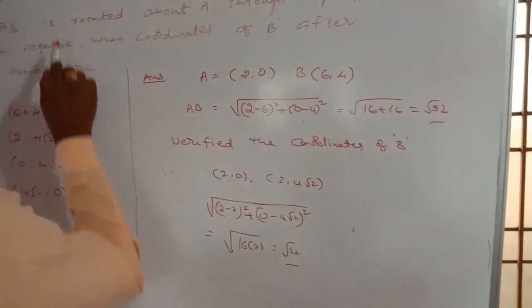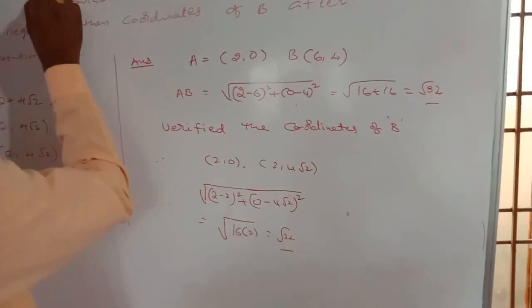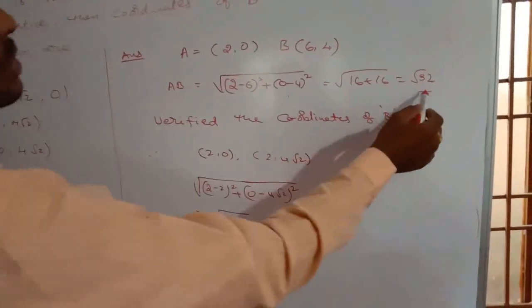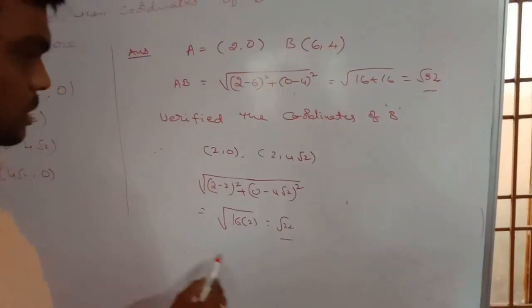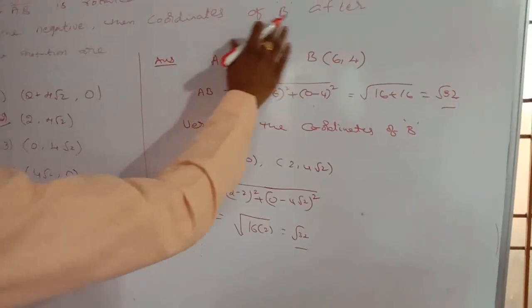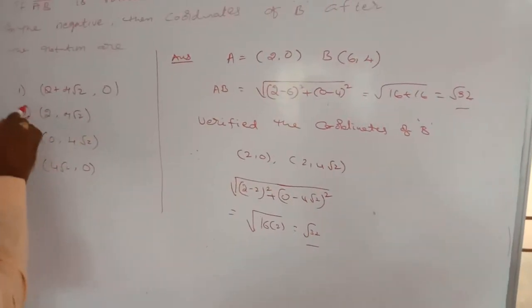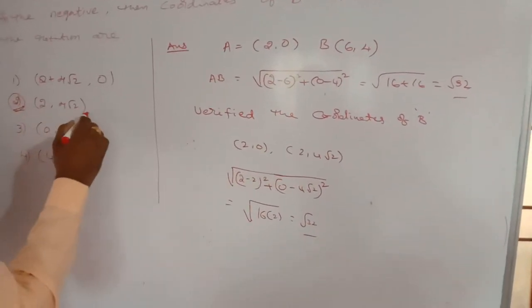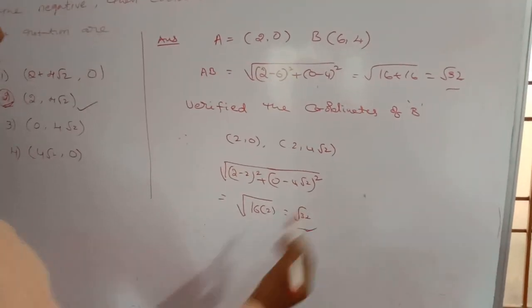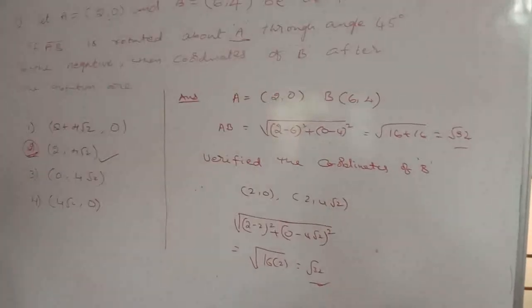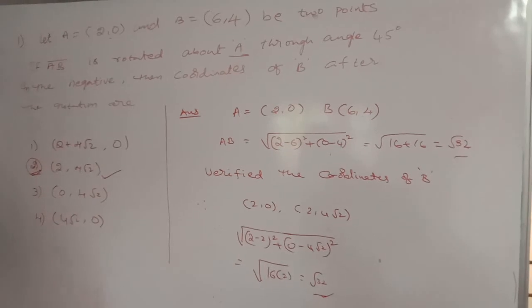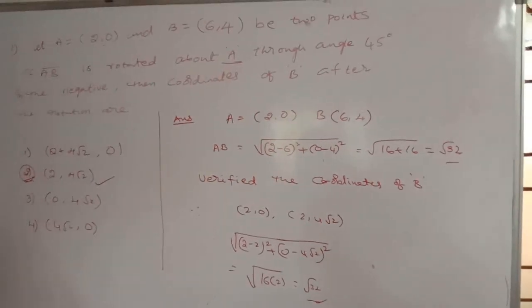The rotation is about A, so the distance is equal. So the answer is that the coordinates of B after the rotation are 2 comma 4 root 2. Okay.